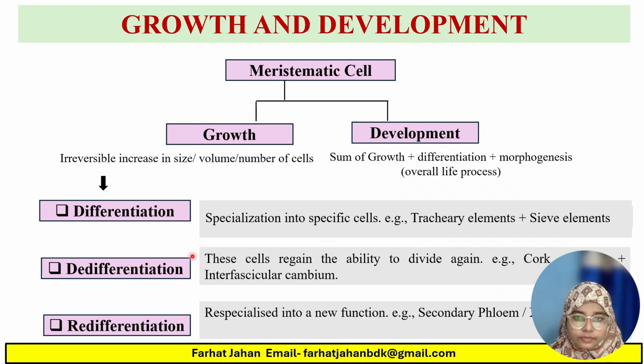Now it comes to de-differentiation. This is when a mature cell regains the capability to divide, for instance during wound healing or callus formation; parenchymatous cells often do this. Redifferentiation happens when this differentiated cell is again specialized into a new type, such as callus regenerating into xylem or phloem during tissue culture. Together, this process allows plants not only to grow and mature but also to repair and adapt.